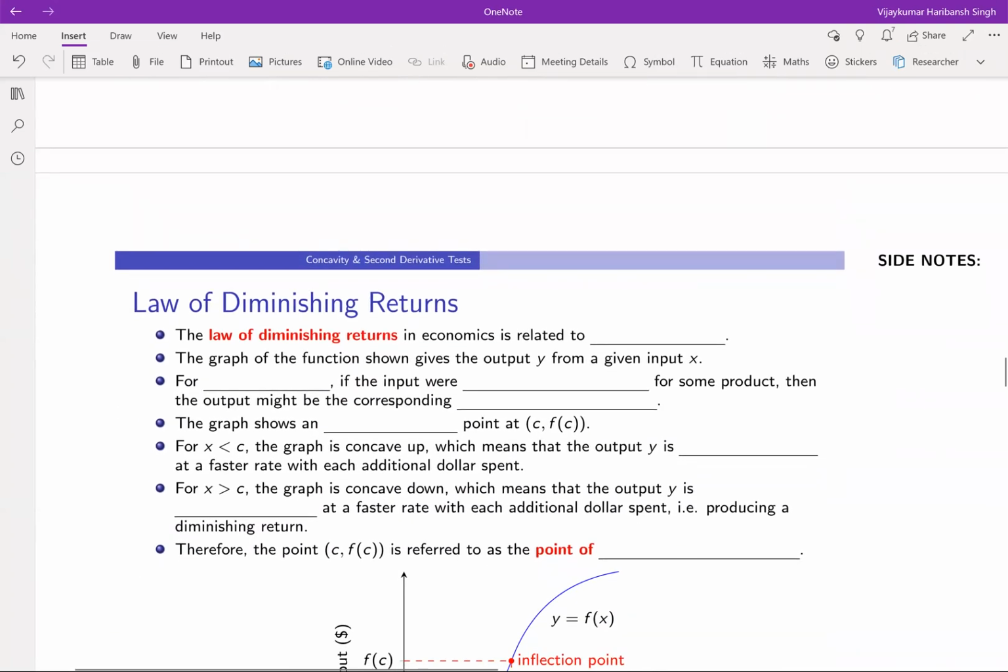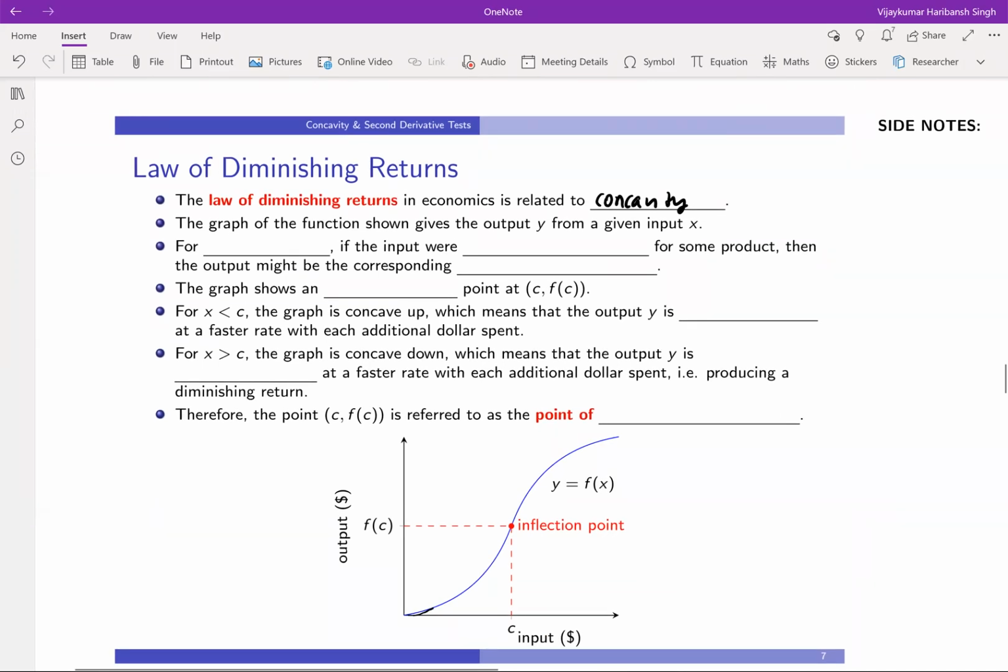Now there's an application of this in economics. This is called the law of diminishing returns. The law of diminishing returns in economics is related to concavity. The idea is the following. Here your function is increasing and you're still increasing. But here it's increasing quite fast and relatively it's increasing quite slow here. So there is diminishing returns. The return is still positive, but it's diminishing. So that's the idea behind it.